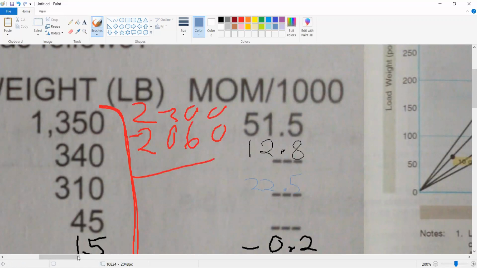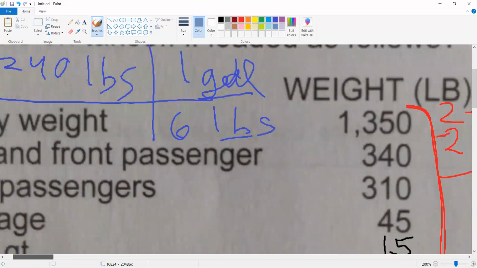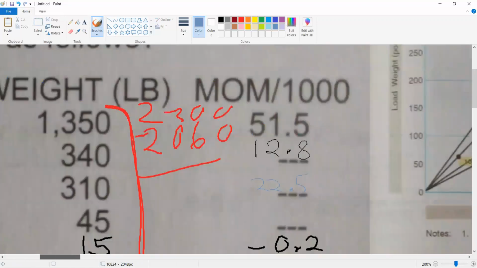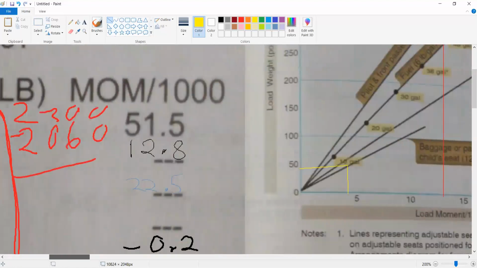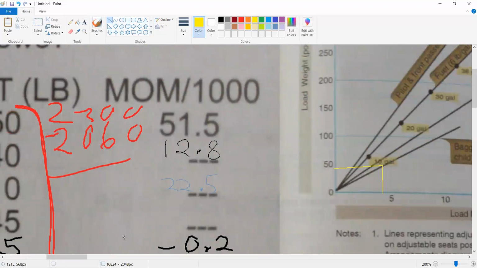Then the next one is our baggage. Baggage is 45. All right, we'll put that in yellow. So 45 is below 50. And we go to our baggage line, which is about right here. That's not straight. So baggage to me looks about 4. And the book says it is 4. So we'll put 4.